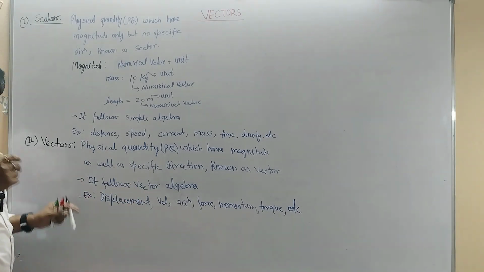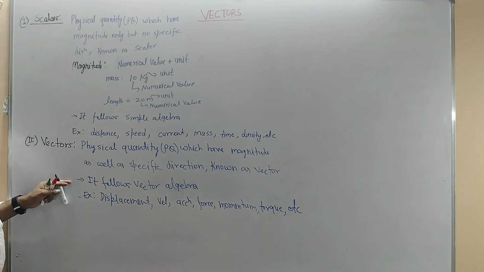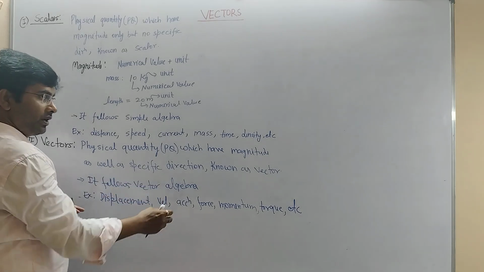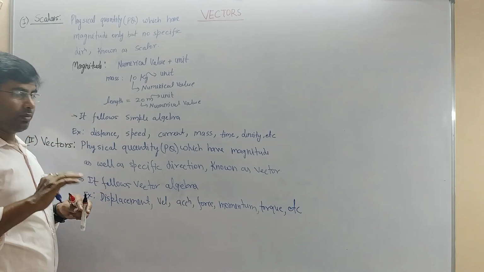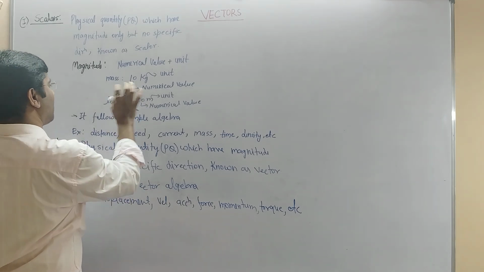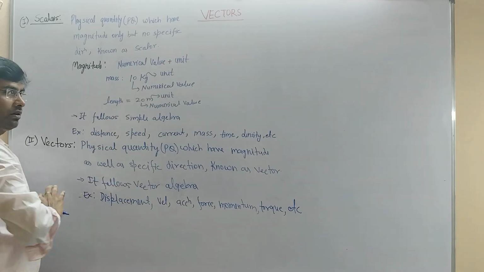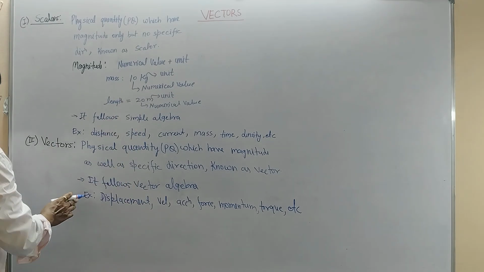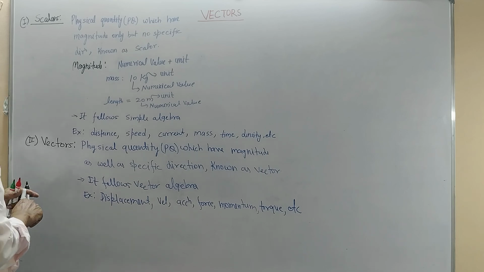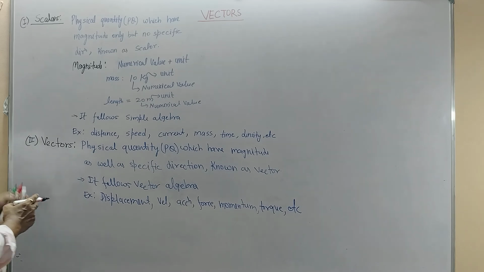Here we cannot simply say 2 plus 2 equal to 4 or 3 plus 5 equal to 8. It will be different. It may be when the angle is 0, both in the same direction, but here not always 2 plus 3 is 5. It will be different. So this is vector.